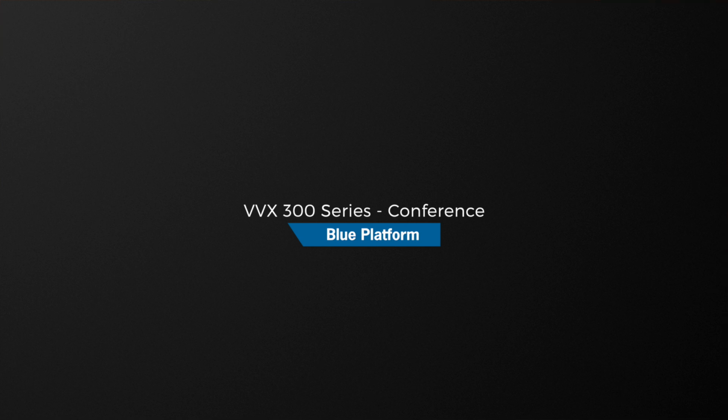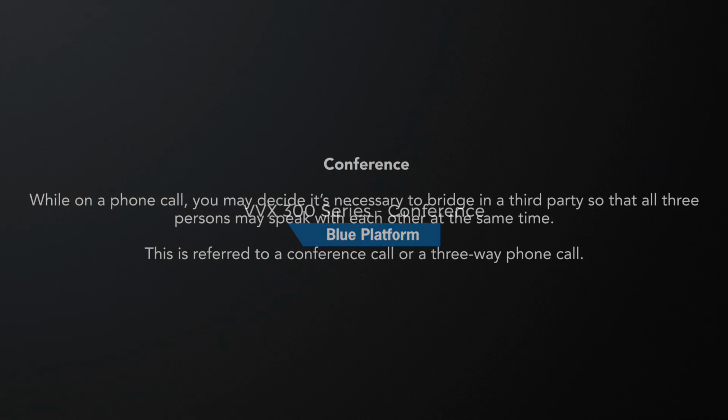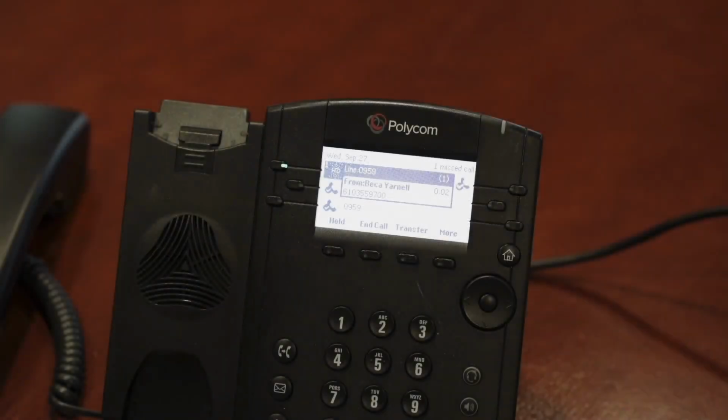Conference. While on a phone call, you may decide it's necessary to bridge in a third party so that all three persons may speak with each other at the same time. This is referred to as a conference call or a three-way phone call. To conference in a third party to your existing call, press the More soft key on the bottom of the display, then press the Conference soft key.